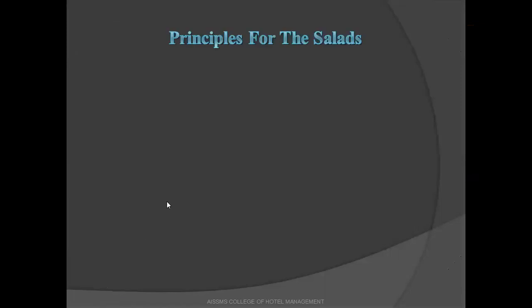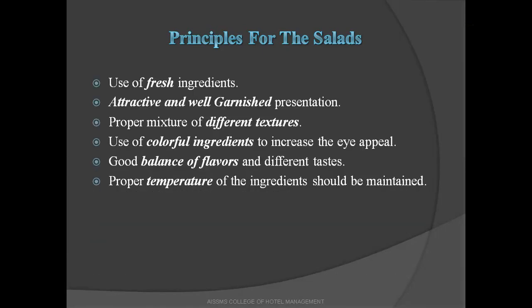presentation and explanation of salads by Chef Jamie Oliver. Let's move on to the principle of salad making. So, starting with the first principle, use of fresh ingredients. Your salad should be attractive and well garnished and presented. Proper mixture of different texture, as said by the chef Jamie Oliver also. He used a lot of vegetables and different types of lettuce he used, okay, and dairies.